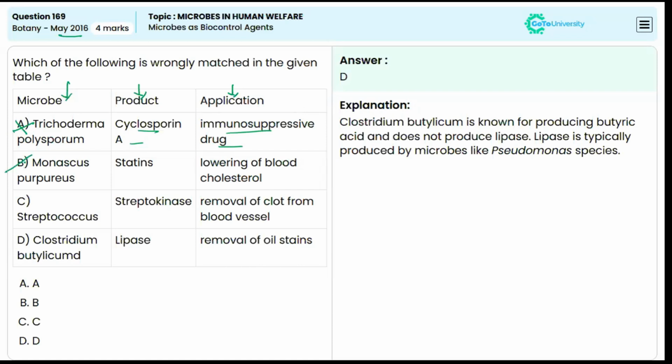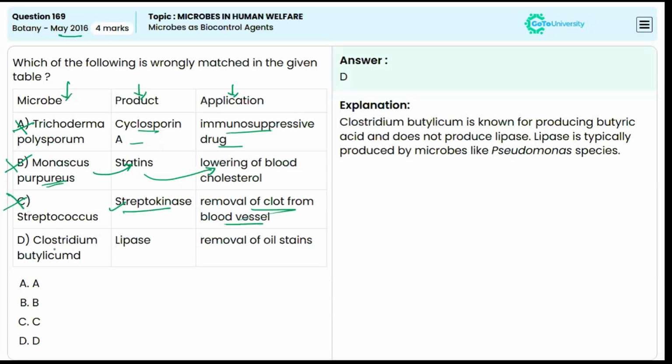Option B, Monascus purpureus. Yes, it is a fungus. We know that. And they produce a statin, which lowers the blood cholesterol. This is also true. So option B is an incorrect answer. Option C, Streptococcus. Streptococcus produces streptokinase. This is correct. They remove the clot from blood vessels. This is also true. So option C is incorrect.